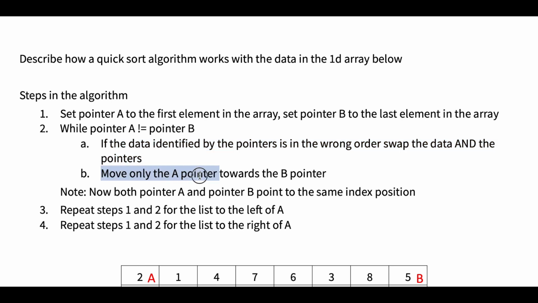And then you're only going to move pointer A towards the value of pointer B. When this loop is completed, you should find that pointer A and pointer B now have the same value. In other words, they are pointing to the same index position. You will then repeat the above process for the data sublist to the left of pointer A, and then you will repeat the same process for the sublist to the right of pointer A. Now that can be quite difficult to follow, so let's use a worked example to show how this works.